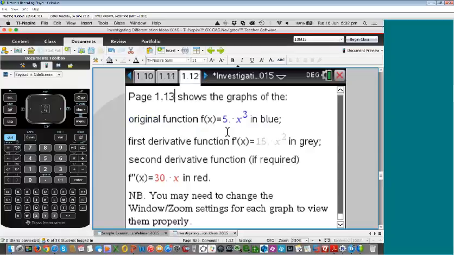Now again, you'll notice that the function is changing automatically, so we have 5x cubed in grey, and that's probably going to need to be changed a little bit. That was coming up better than this the other day, but 15x squared in grey, and then the second derivative we've got 30x in red. So again, if they change on that first page, all of those first, second derivatives will also change.